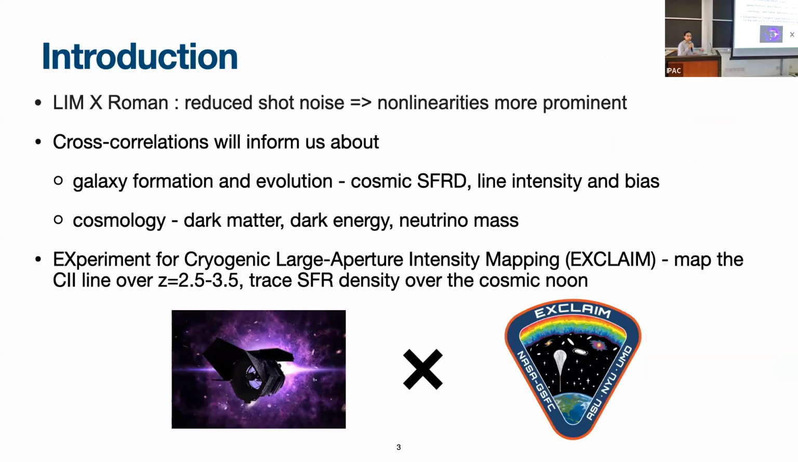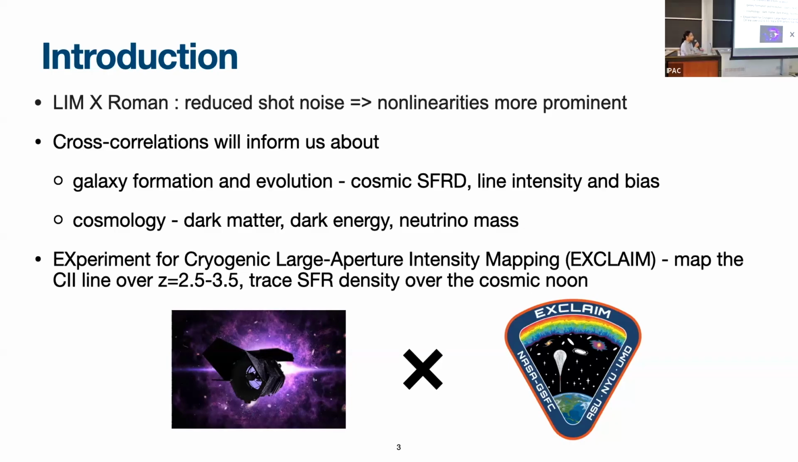So we can do cross correlations of line intensity mapping with Roman, and because of the reduced shot noise in Roman, non-linearities in clustering will become more important. So these cross correlations will inform us about galaxy formation and evolution, in particular to constrain parameters like cosmic star formation rate density, line intensity, and bias, as well as cosmology like information on dark matter, dark energy, and neutrino mass.